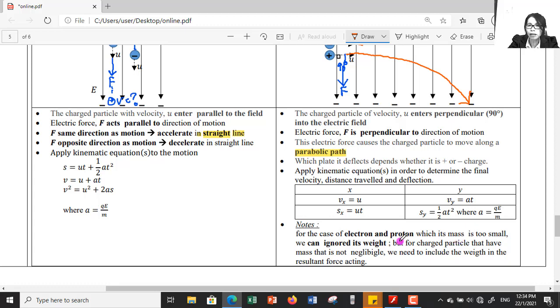But for a charged particle that has mass that is not negligible, kalau charged particle tu terlalu besar, di mana mass dia kita tak boleh abaikan, contohnya charged particle tu mass dia 2 gram, then kita tak boleh abaikan weight. Then we need to include the weight in the resultant force acting lah. If we cannot ignore the weight, we have to consider the weight in our resultant force when we do the calculation for acceleration.